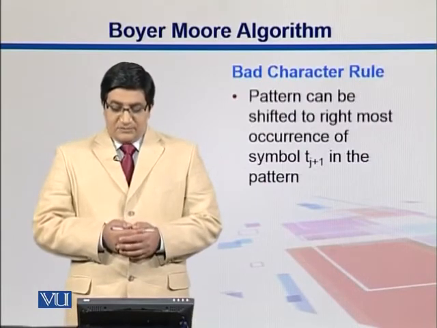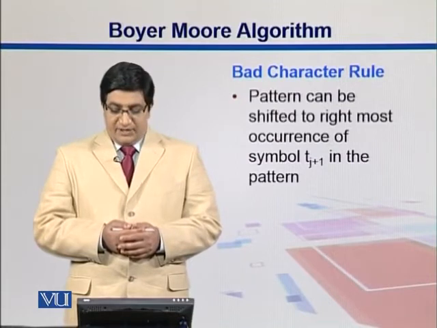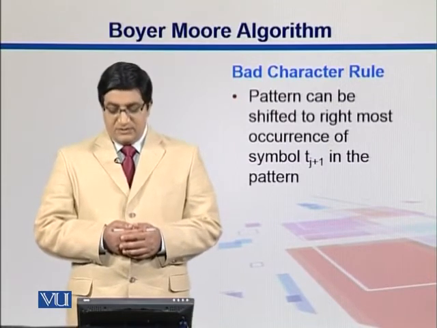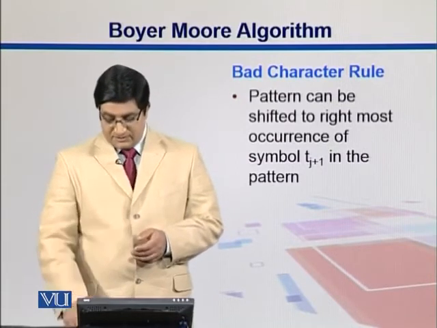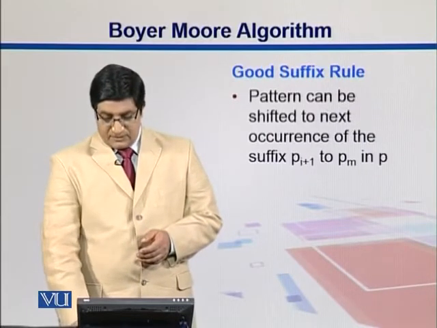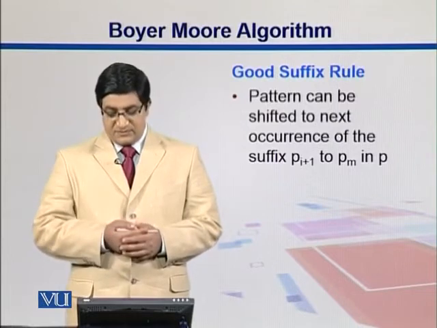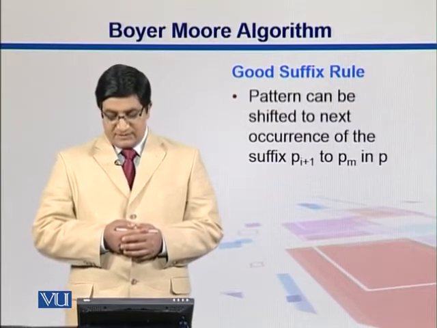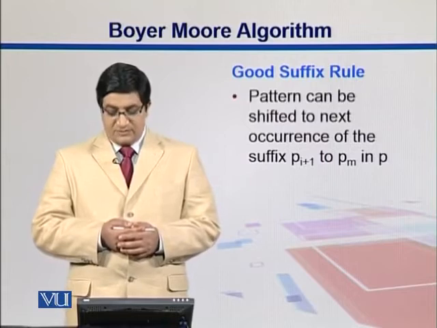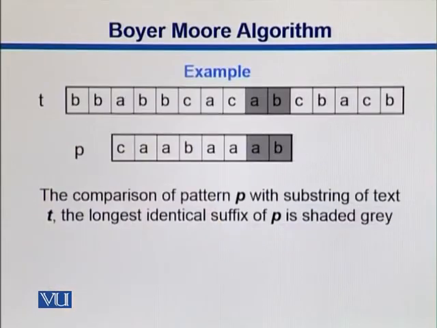With the bad character rule, the pattern can be shifted to the rightmost occurrence of the symbol Tj plus 1 in the pattern. And with the good suffix, as we have discussed, the pattern can be shifted to the next occurrence of the suffix Pi plus 1 to Pm in P. Let's look into it here, and then you will understand what I'm saying. We have a text T or string S, and we are comparing it with P, our pattern.